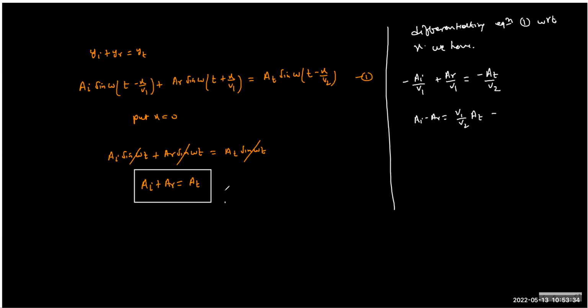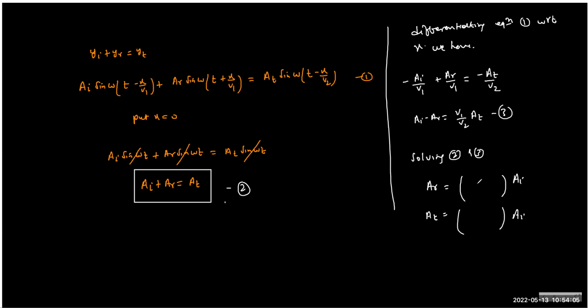Let's call this equation 2 and the other equation 3. So solving 2 and 3, you can get the value of AR and AT in terms of AI. So you will get something into AI. Can you find the something part? 2 divided by 1 plus b1 by b2.